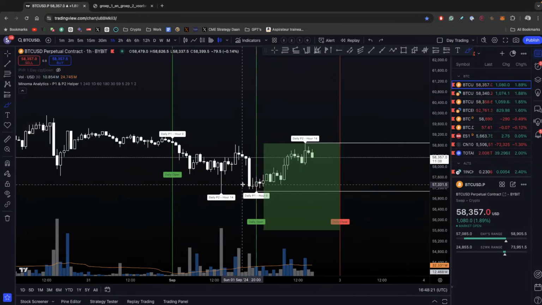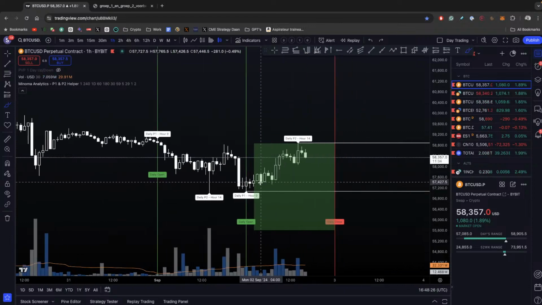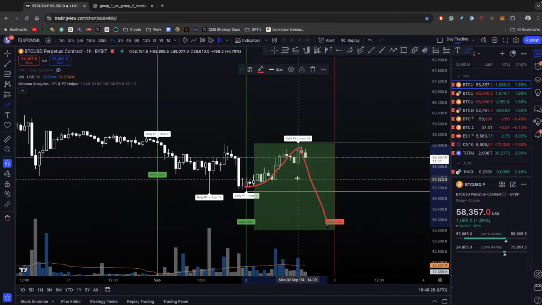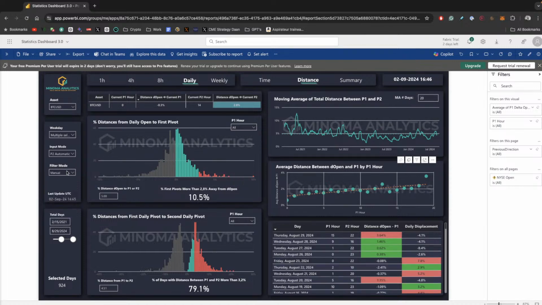So you're just looking at, okay, how far do we usually put in the P1, regardless of when the P1 is put in. And in this case, we can say that, well, only 10% of the time, if you're not taking anything into account, only 10% of the time, it would be this far from the daily open.